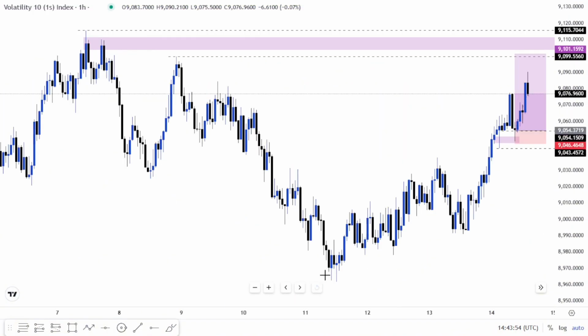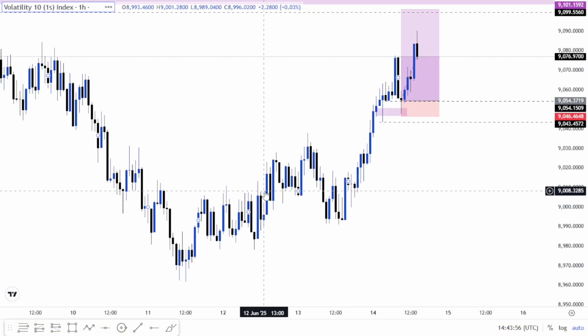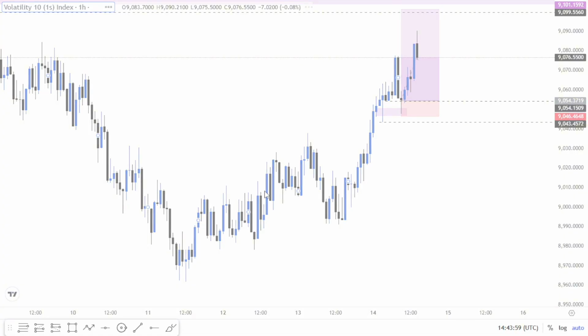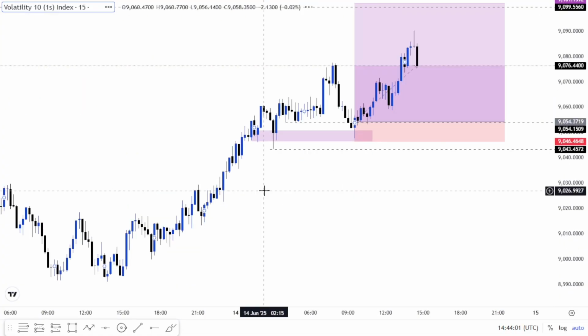So now, the reason why I took this buy, let's go to the 15 minutes and then probably the 5 minutes. Why did I take this buy?